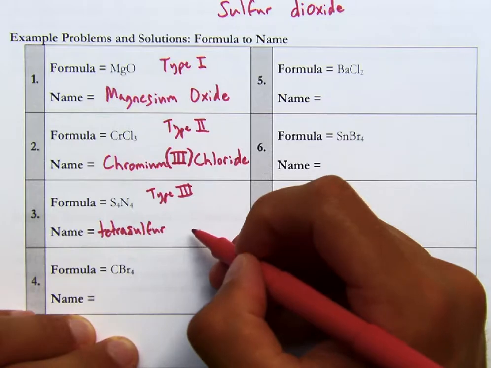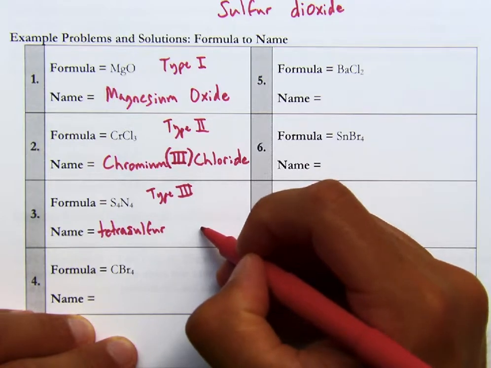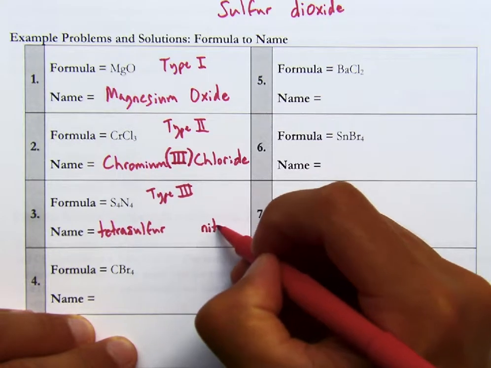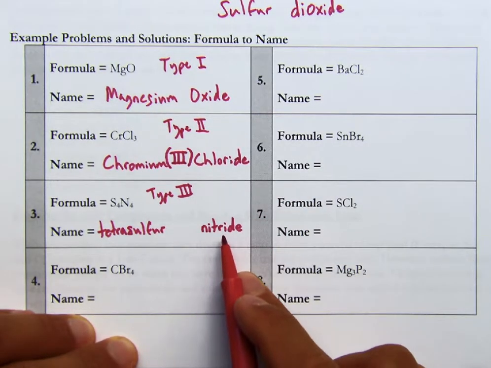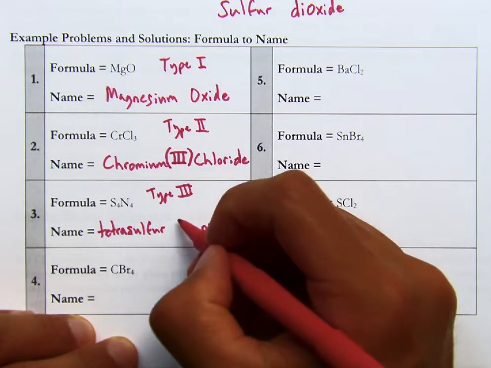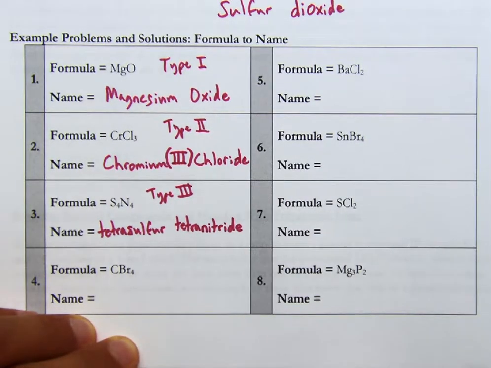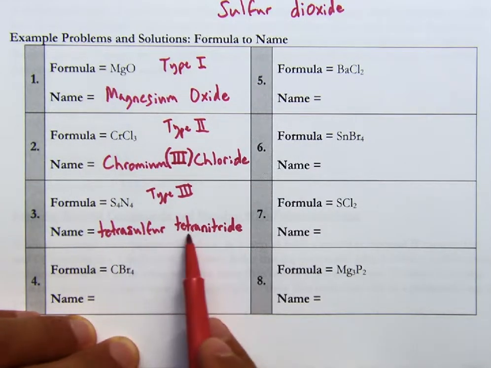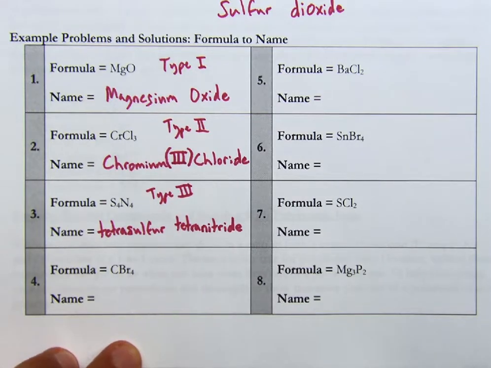Now, nitrogen is a weird one. You go, oh, is it nitrogenide? It's just nitride. So nitrogen with an -ide is nitride. And we have 4 of them. So it's tetra. Tetrasulfur tetranitride. It's a weird one, but that's what it is. All right, we're moving on.